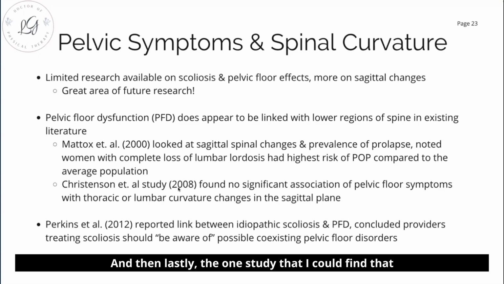And then lastly, the one study that I could find that spoke a little bit to scoliosis and pelvic floor dysfunction, from 2012. There was a reported link between idiopathic scoliosis and pelvic floor dysfunction, but they said more research is needed, which is a common phrase that we find in research. And it concluded that providers treating scoliosis should be aware of the possibility of coexisting pelvic floor disorders.